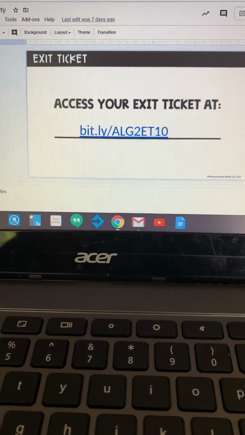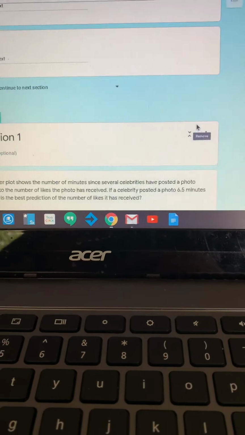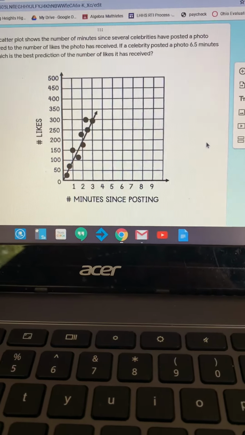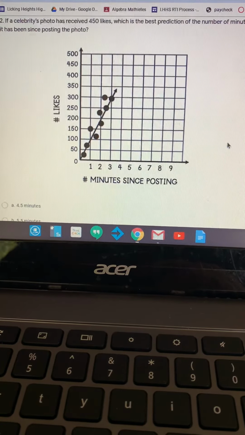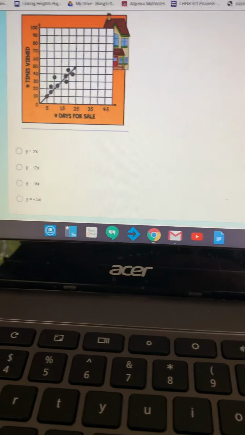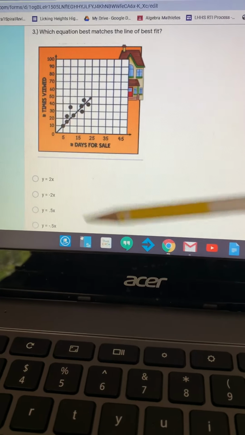And then this one only had 3 slides. The exit ticket on this one I think is actually even easier. This one's talking about likes since minutes posting. Pretty straightforward. And this one is about the same thing, just going backwards. And this one is about which one of these equations would be your line of best fit. So make sure you look at your slope.